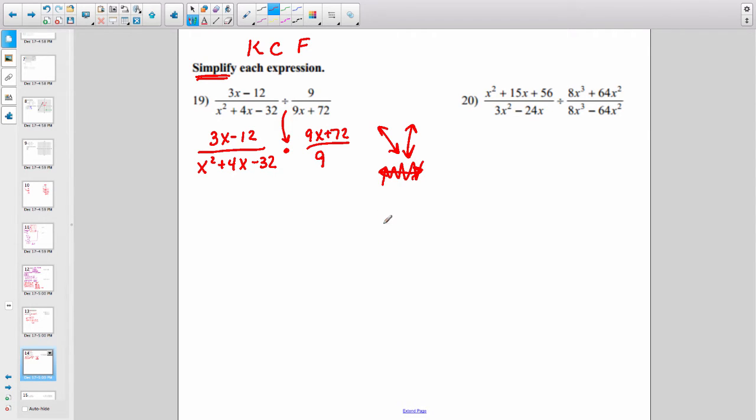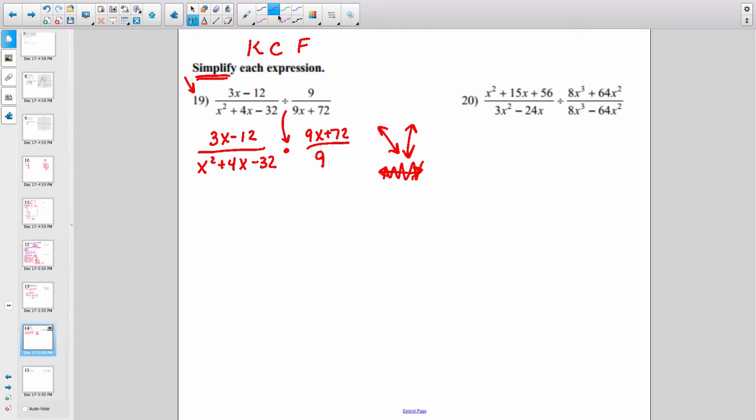Now, how do we cancel? We factor. This is a GCF. I'll take out a 3. And on the bottom, it's the AC method. What adds up to 4 and multiplies to negative 32? That would be these two factors, these two binomials, times nothing on the bottom. And the top is a GCF. Take out a 9, and this is what's left over.